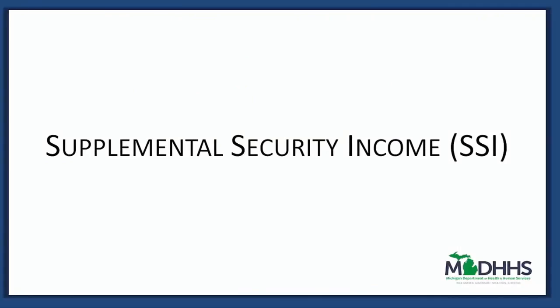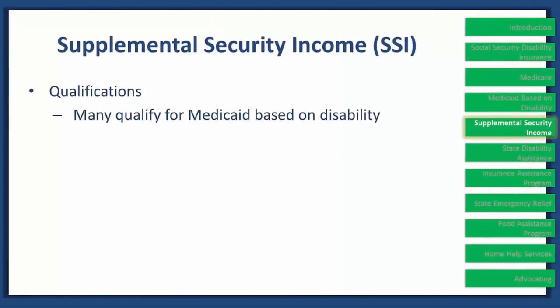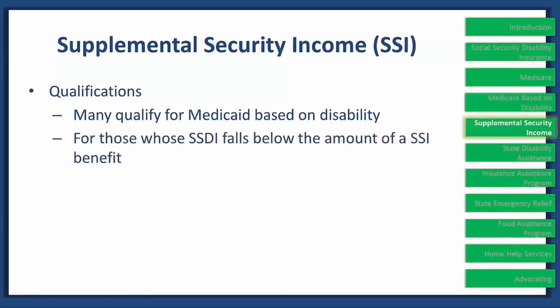Now, let's turn to SSI, or Supplemental Security Income, which is another program that a client may be eligible for based on disability. Many individuals who qualify for Medicaid based on disability also receive cash assistance under SSI. Also keep in mind that it is possible for a client to qualify for both SSI and SSDI.